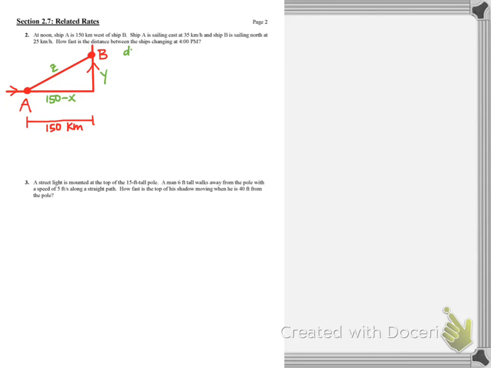I'm going to take the information given. I know that dy/dt, the rate that B is going, is 25 kilometers per hour. I know that dx/dt, the rate that ship A is going, is 35 kilometers per hour.